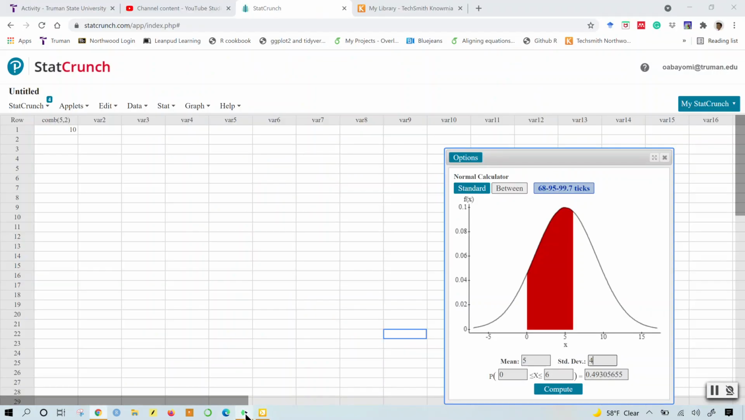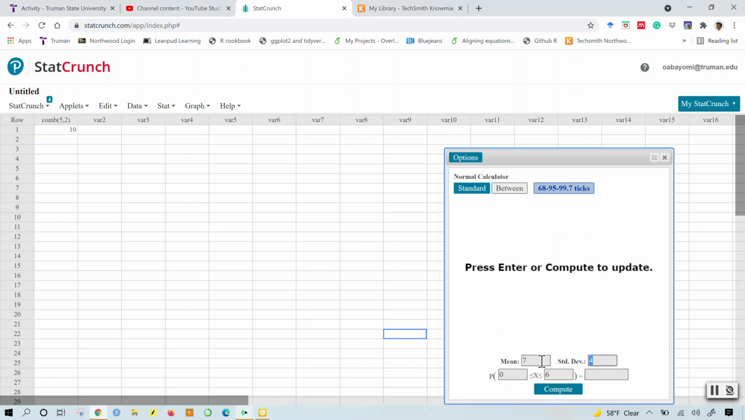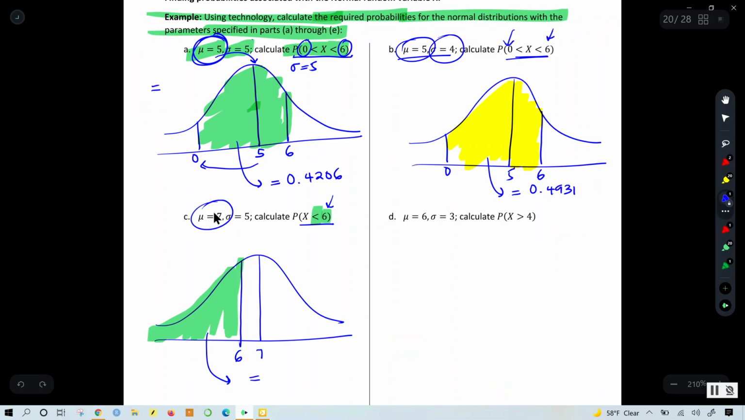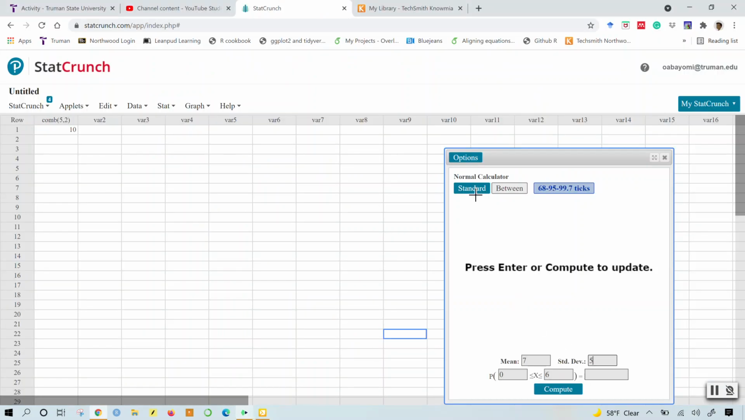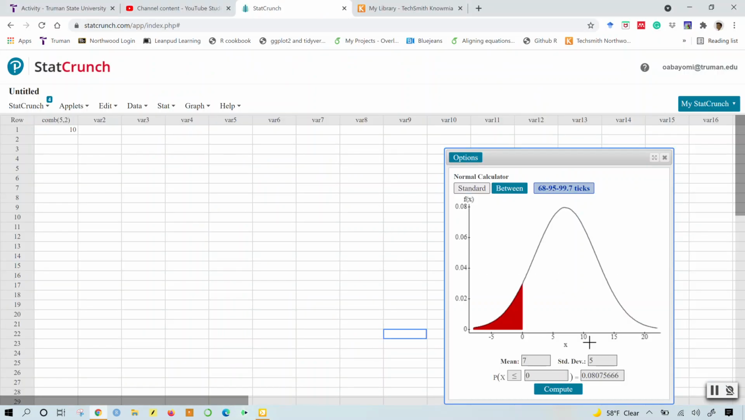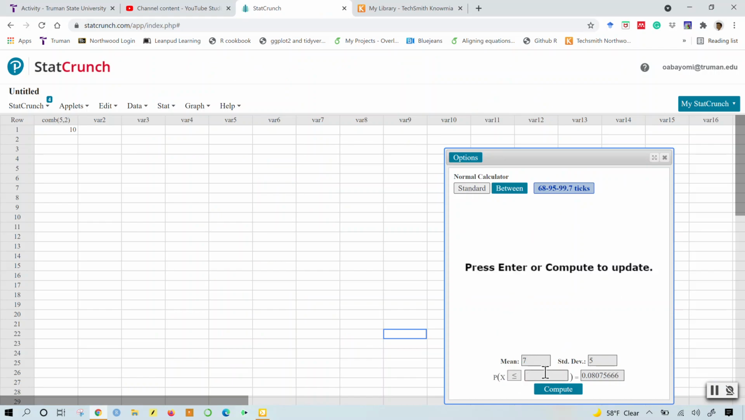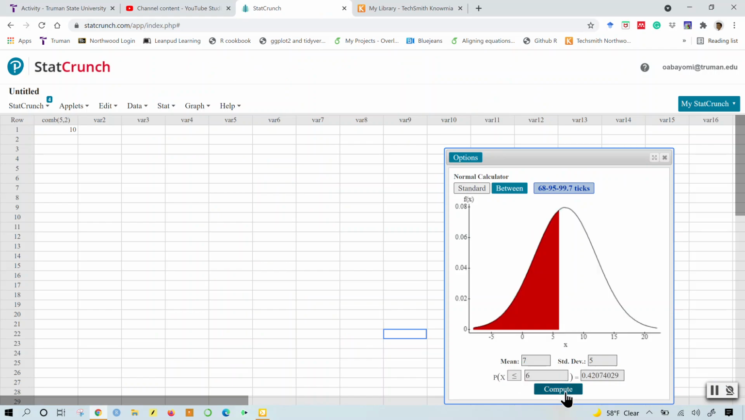So back here, I need to set my mean to 7 and my standard deviation is 5. Remember, mean is 7, standard deviation is 5, and I want an area below 6. So I am going to adjust this to standard, and I have below 6, and compute. I can see that it is 0.4207.